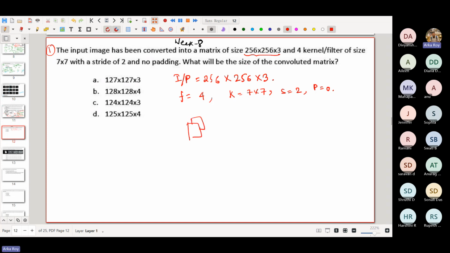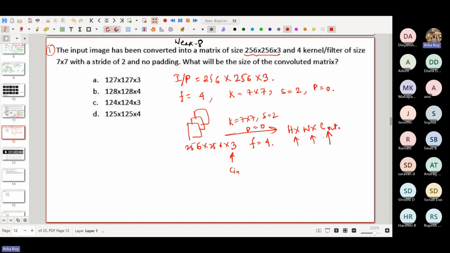So this is your input, 256 cross 256 cross 3. This is the information that you have been given. K equal to 7 cross 7, stride equals 2, padding equals 0, number of filters equals 4. So we need to find the height, the width, and the channel size, or C out. Your C in, or channel in, is 3. We need to find the channel out, the height of the spatial dimension that we get out from this convolution, and the width.